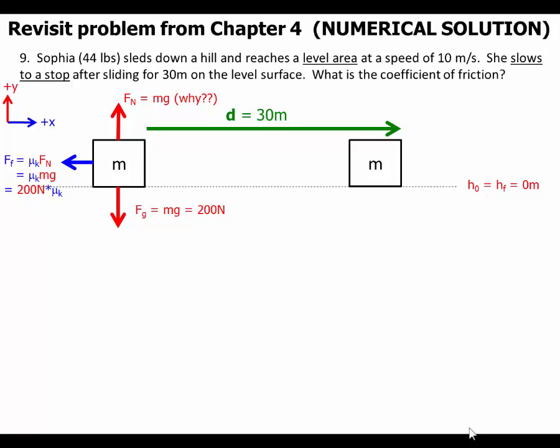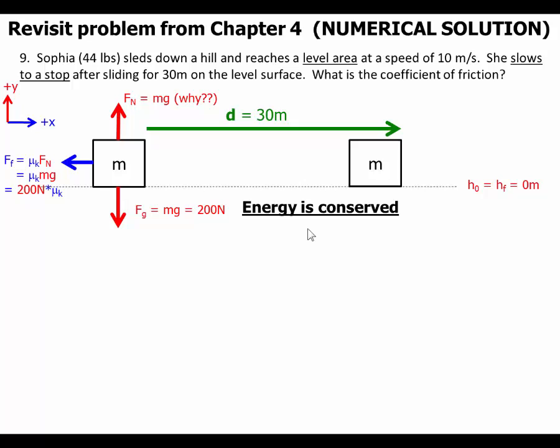So here's the free body diagram for the situation. Our force due to gravity is 200 newtons. Our normal force will be 200 newtons as well. And our force due to friction is going to be mu k Fn, where mu k is our unknown, times 200 newtons. I'm going to do this two ways. I'm going to start with a numerical solution, then I'll go through a general solution with you just to show you can do it either way.